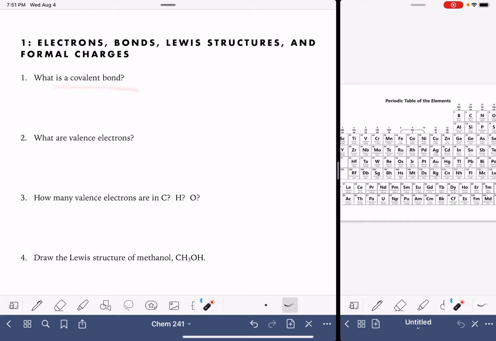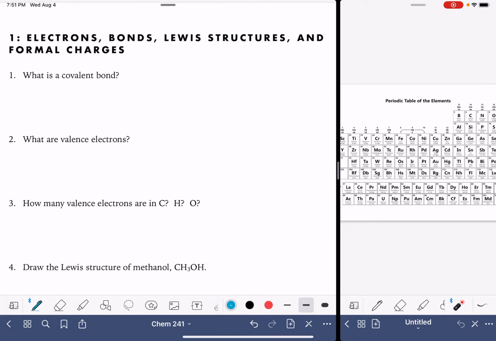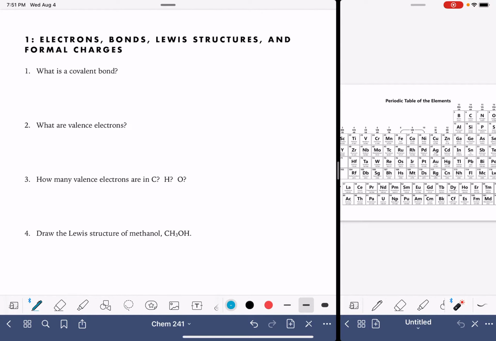First of all, what is a covalent bond? What is the definition of a covalent bond? There are a lot of different ways that we would define this, but this is going to be 2 electrons or 4 electrons or 6 electrons that are being shared between 2 atoms. And this sharing of the electrons is what holds those atoms together, and what causes the atoms to come together to make a molecule.